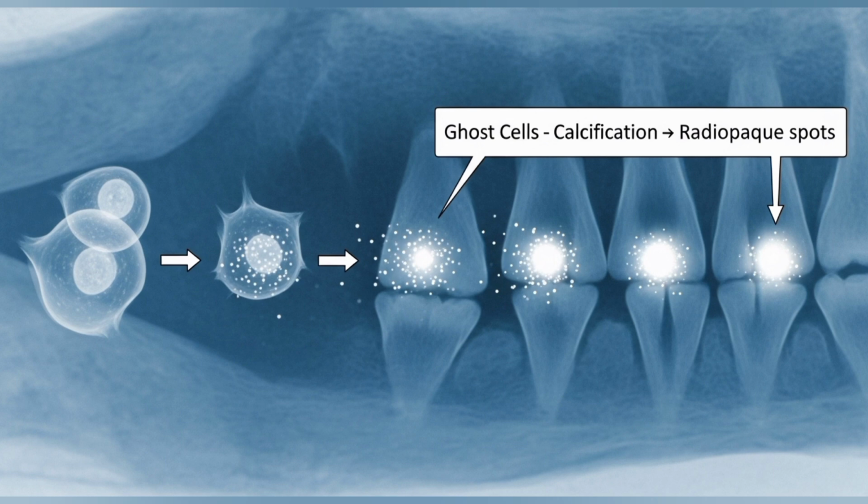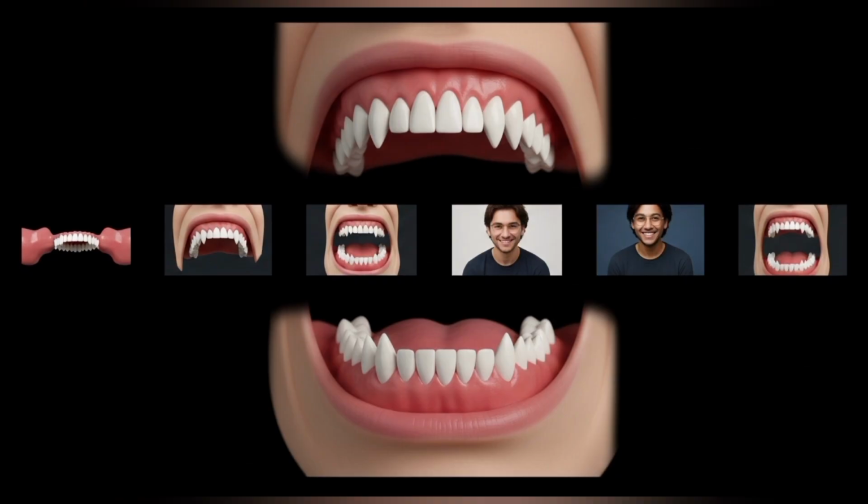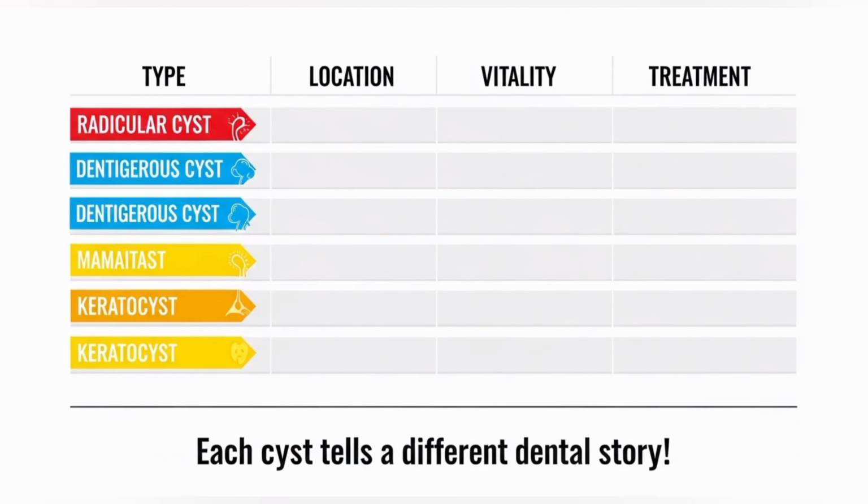7. Calcifying odontogenic cyst, Gorlin cyst. This one is rare and unpredictable. It contains special cells called ghost cells. They lose their nucleus, and keratin takes its place. These ghost cells can calcify, showing up as white specks, radiopaque spots, on X-rays. That's how dentists identify it radiographically. Treatment: surgical removal. It usually heals well.